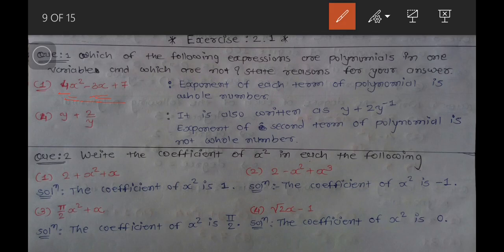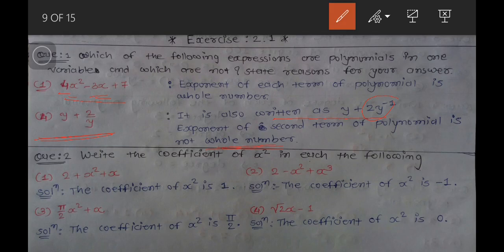Another one, y plus 2 by y. Now this algebraic expression we can also write as y plus 2y raised to minus 1. So here you can say that the exponent of the second term is not a whole number. Then we can't say that the given algebraic expression is polynomial. The rest of the examples you can solve by yourself.